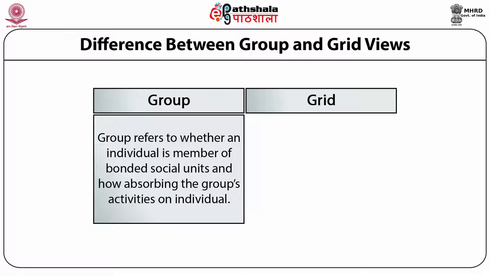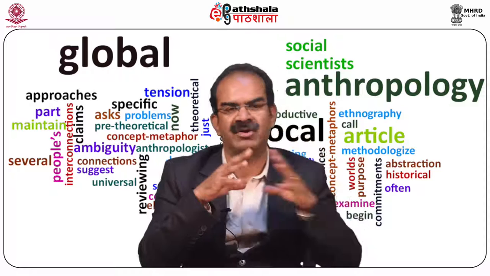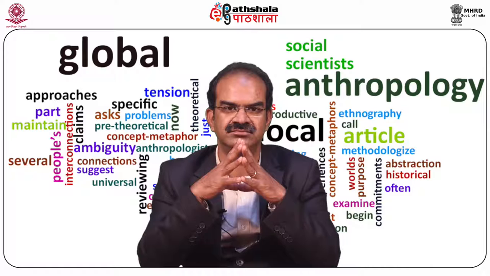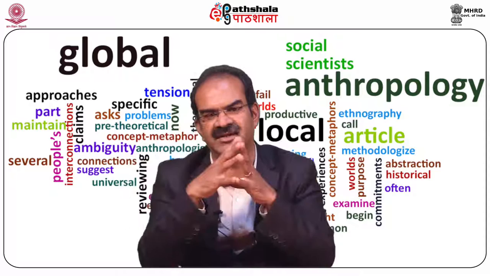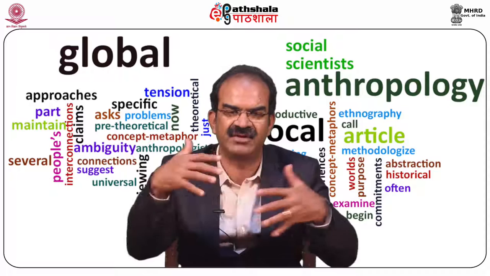On the other hand, the grid view says to what degree a social context is regulated and restrictive in regard to the behavior of an individual. In that sense, though I am a member of a society, to what extent is my behavior controlled and regulated? I will not come out of that grid, I will not come out of that mesh. Meaning that I am totally in terms of chains, that I should not cross over the kind of elements that have been embedded.